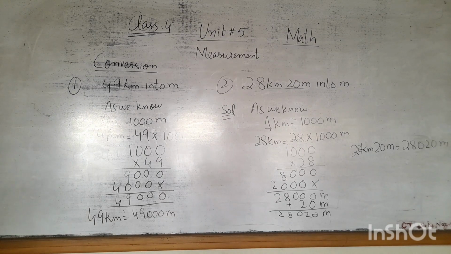Tell me, Shahan, what is the unit of length? Good. Kilometer, meter, centimeter and millimeter. How to convert kilometer into meter? Because 1 kilometer is equal to 1000 meter, we simply multiply that quantity with 1000.